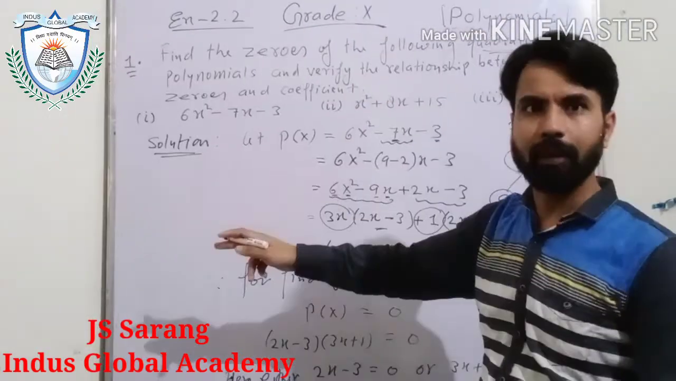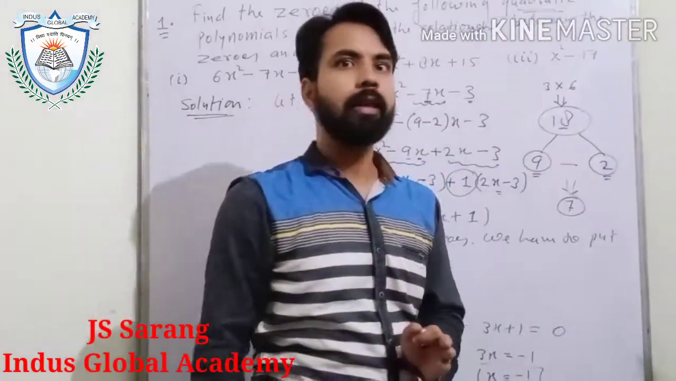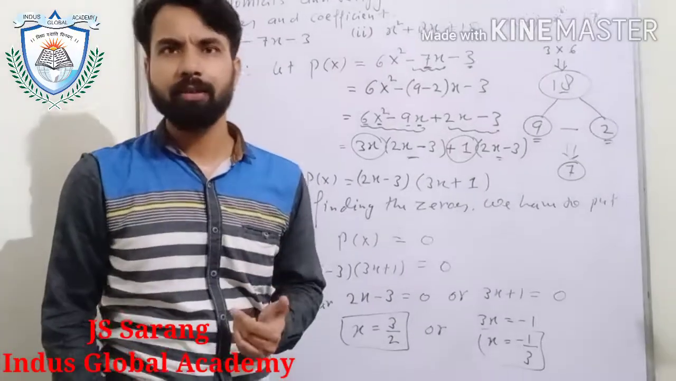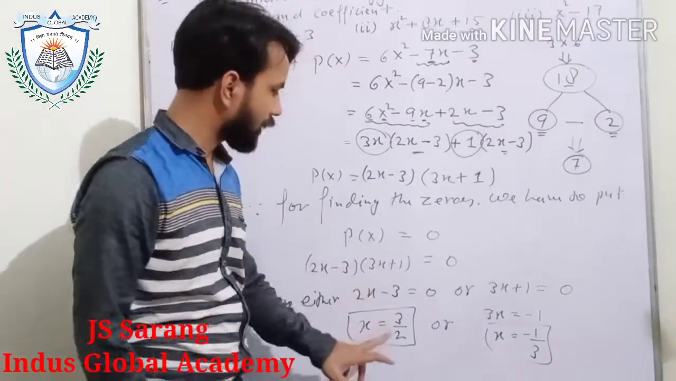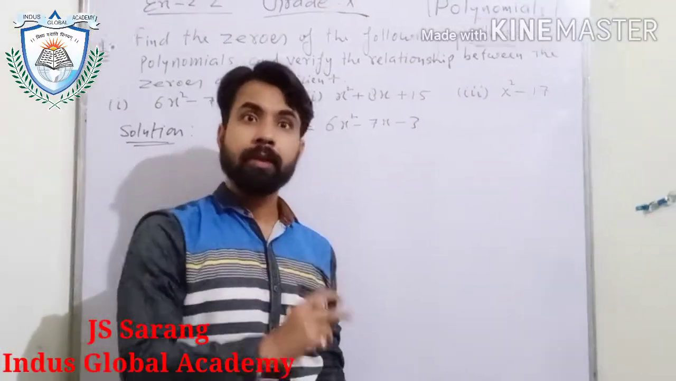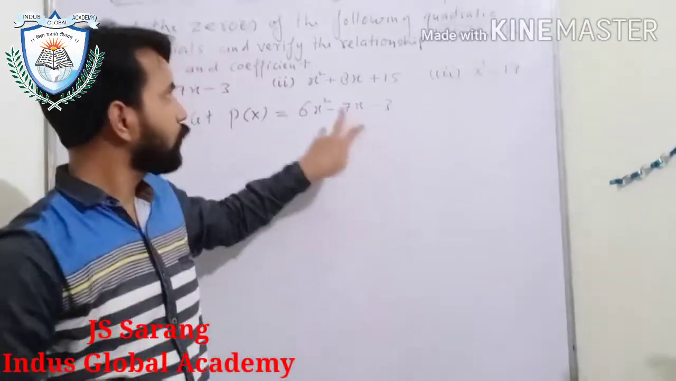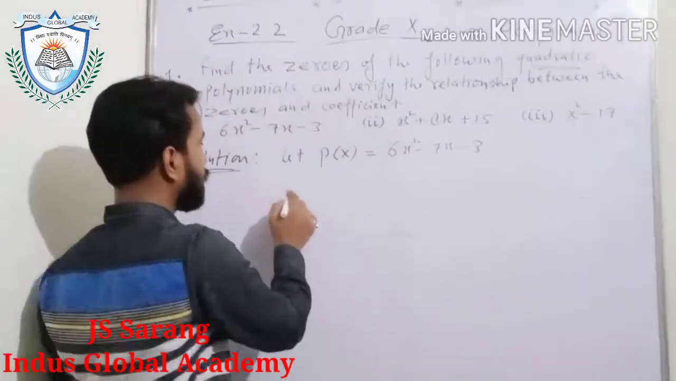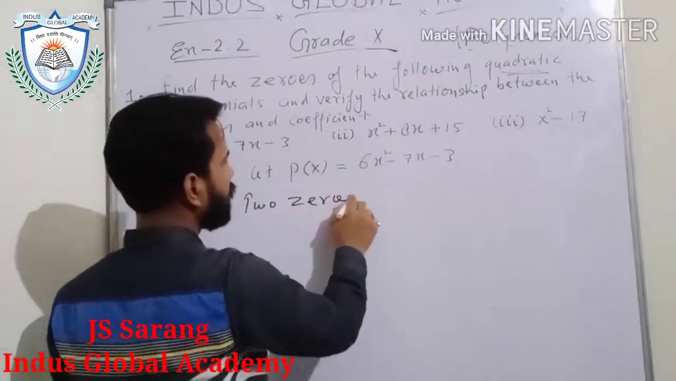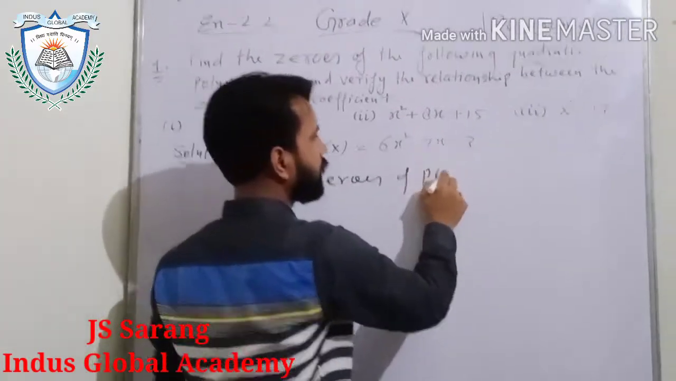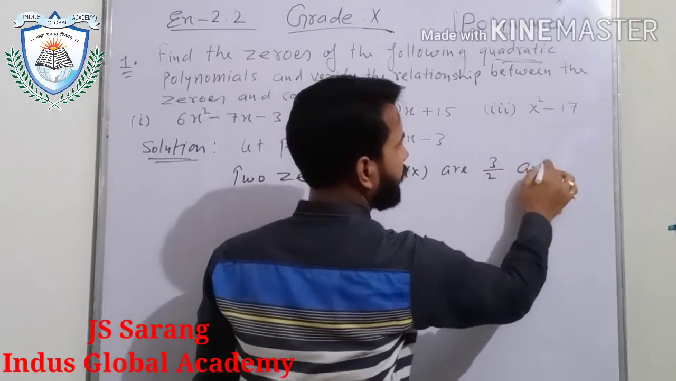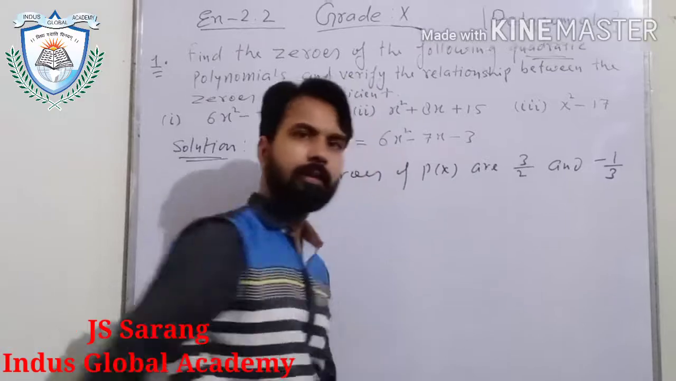Quadratic polynomial, and we know that the degree of a quadratic polynomial is 2. If the degree of a quadratic polynomial is 2, that means it has 2 zeros. So these 2 zeros are, one zero is 3 by 2, another zero is minus 1 by 3. Yes students, now we got the 2 zeros of this polynomial. So we will consider the 2 zeros of p(x) are, first zero was 3 by 2 and the second zero was minus 1 by 3.